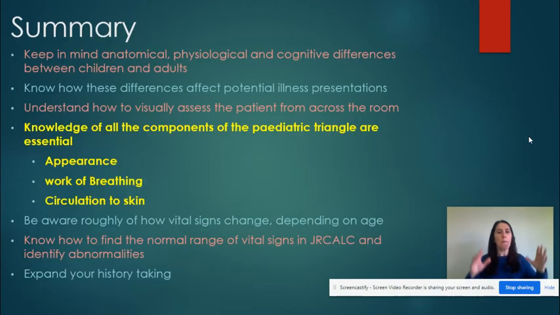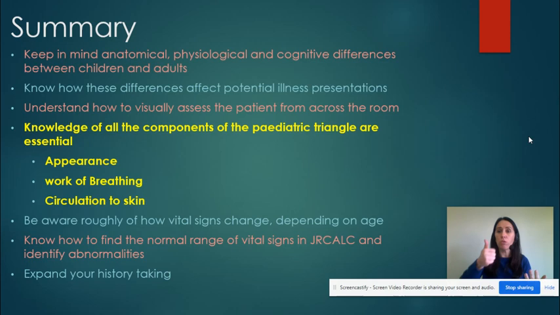All right, so when you approach a pediatric patient, think about their big head, think about their blood volume, think about their tiny little organs, think about their short airway, think about all of the anatomical and physiological differences and how that's going to affect you and your treatment of them. Understand how you can assess them from across the room or from first impressions. With that, use your pediatric triangle. Remember always the three sides of the pediatric triangle.